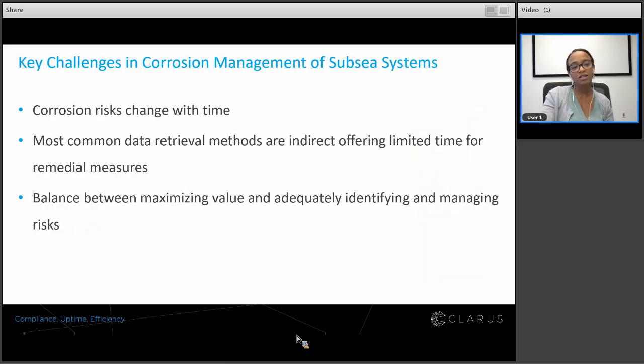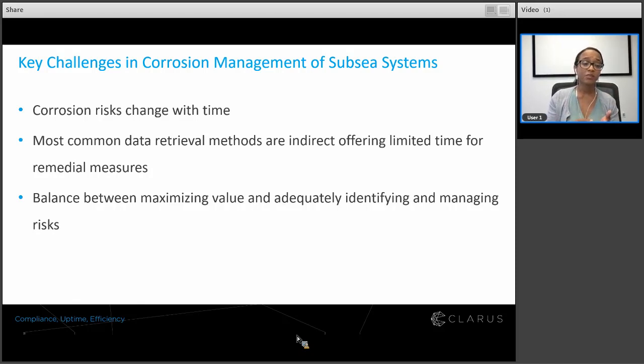So the key challenge we see across many of our different projects is that corrosion risks change over time. That can be from changes in operating conditions, produced fluid properties, or additional wells tied back to a field that will impact and change the profile of the corrosion risk.